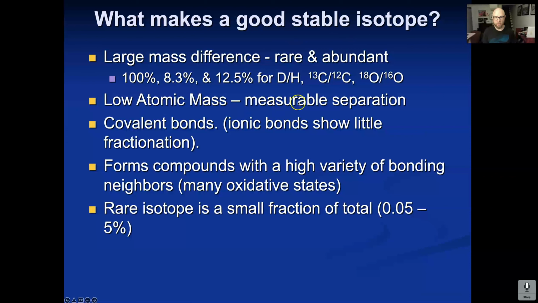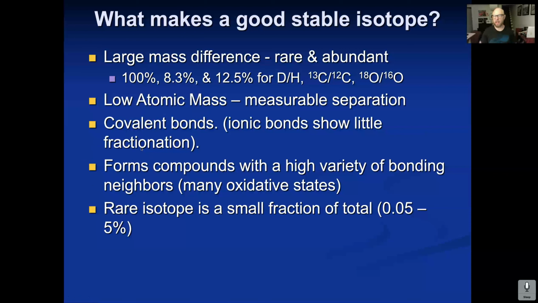Having a low atomic mass is pretty good because then they tend to react more naturally in biological processes. I'm going to jump down. The second one's not super important for us. So, forms compounds with a high variety of bonding neighbors.